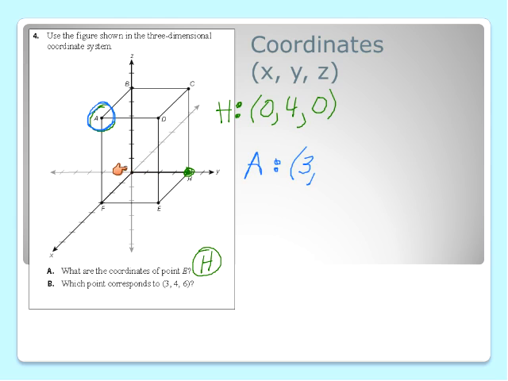Then where are we on the y-axis? Do we go over any on the y-axis? No, exactly. So we would be 0. And where are we on the z-axis? One, 2, 3, 4, 5, 6. And actually we get to 6. Excellent. And there you go.